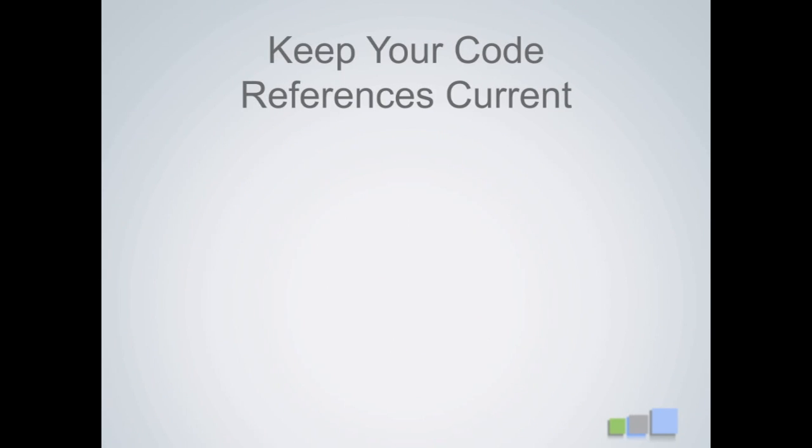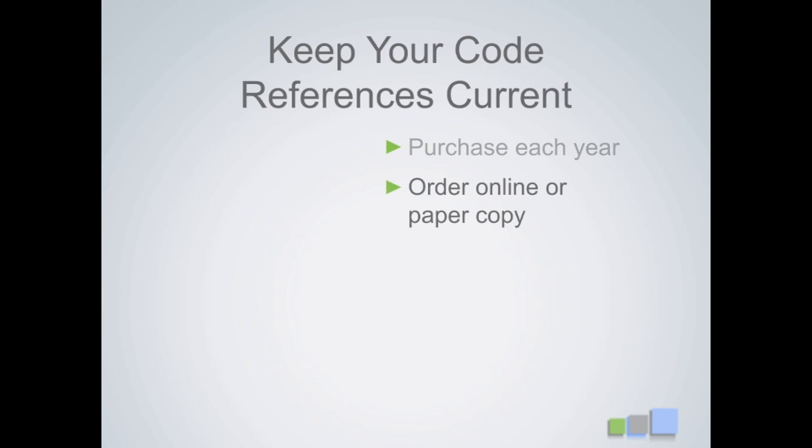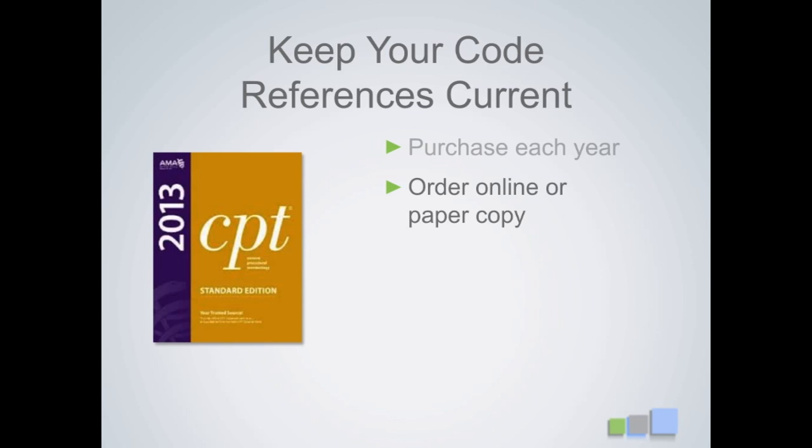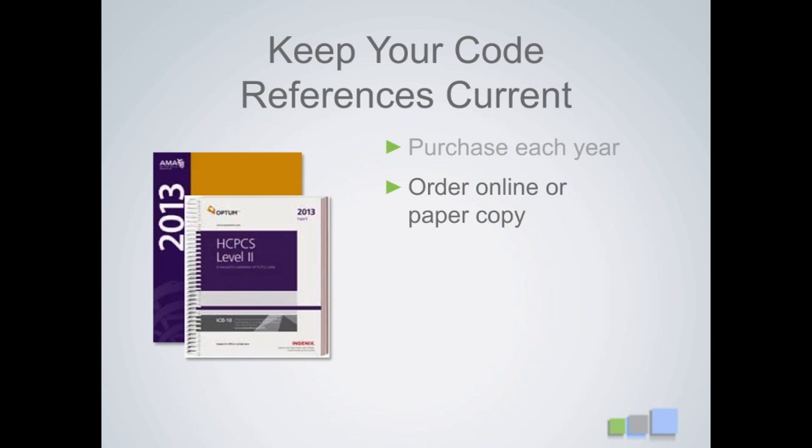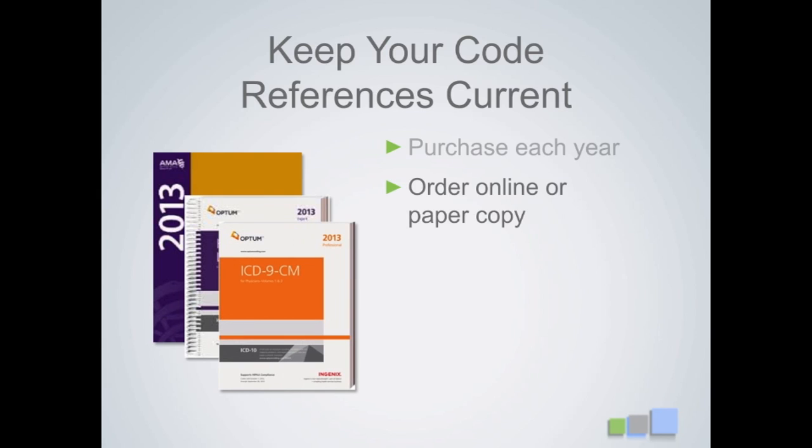To find the most current codes, refer to the current year's manual. To make sure you're using the most up-to-date codes, you'll need to purchase the current code book. You can order code books online at most retailers, including Amazon, or pay for online access. For CPT codes, the book is called the CPT Standard Edition. For the Healthcare Common Procedures Coding System, the book is called the HCPCS Level 2. And for the ICD-9 diagnosis codes, it's the ICD-9-CM.